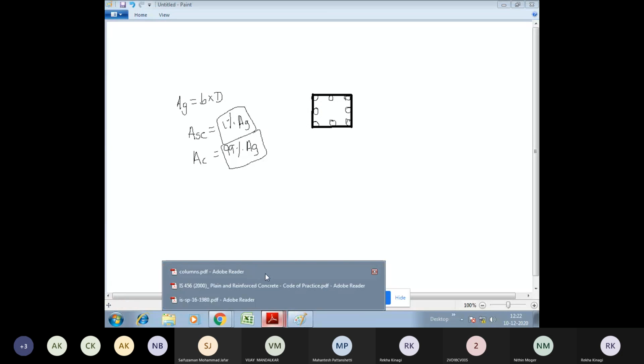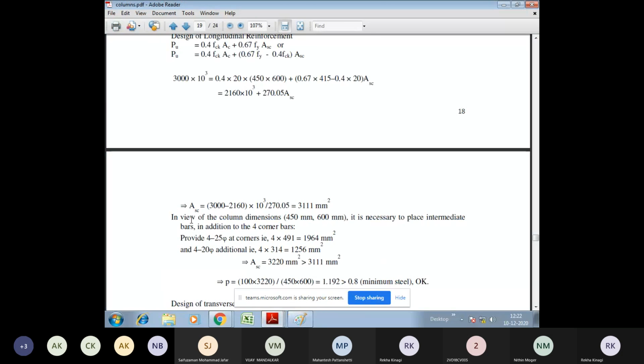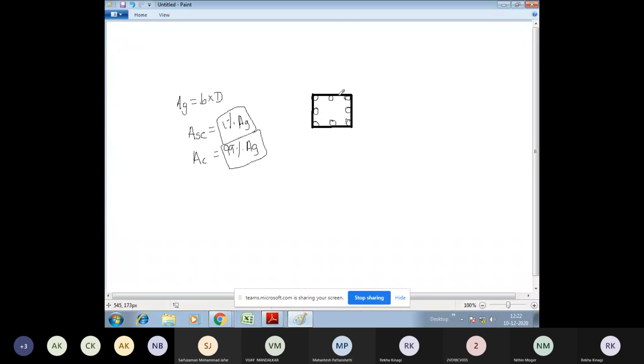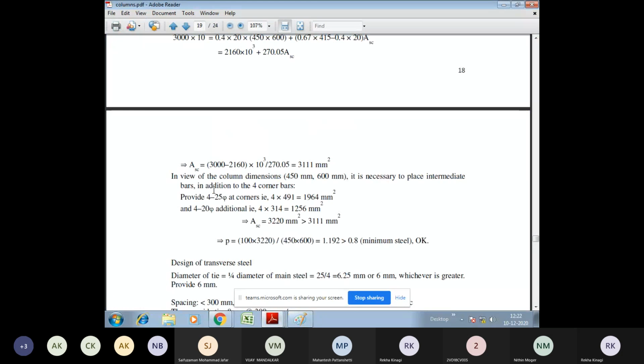So in view of the larger column dimensions, it is necessary to place intermediate bars in addition to 4 corner bars. These are corner bars. In addition to these 4 corner bars, we need to provide 4 more intermediate bars at the center. Now, once we need to provide that, find out the diameter and the number of bars in such a way that in total it should provide at least 3111 mm square.